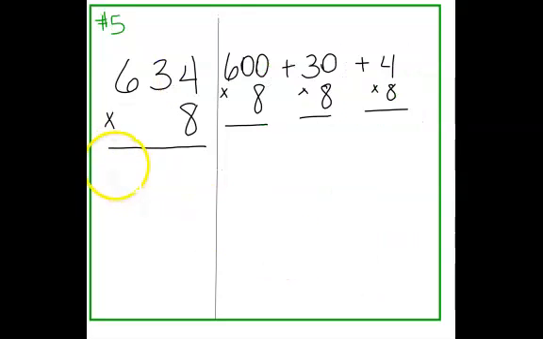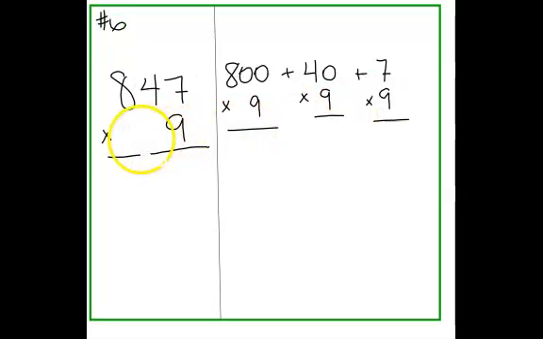All right, the next 2 problems you are going to do on your own. Problem number 5 is 634 times 8. I want you to do it both ways. 634 times 8. The last problem, number 6, is 847 times 9. Do it both ways. You got this.